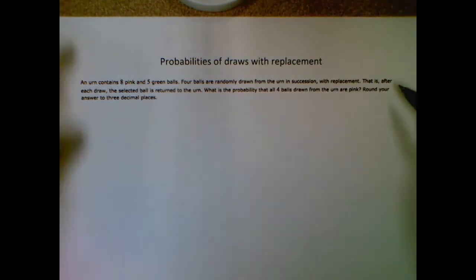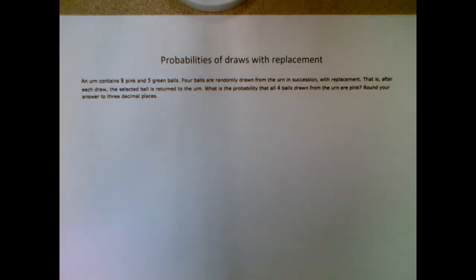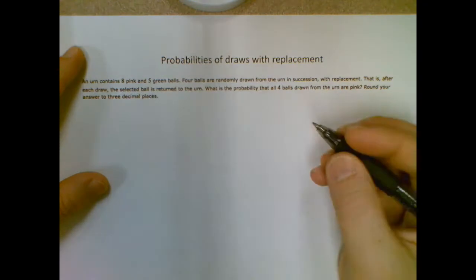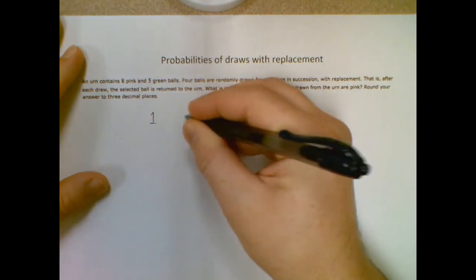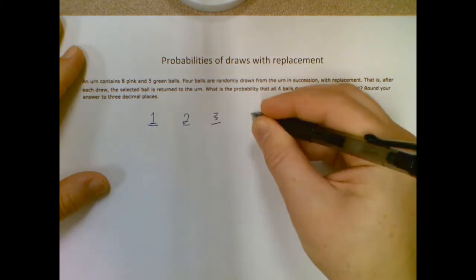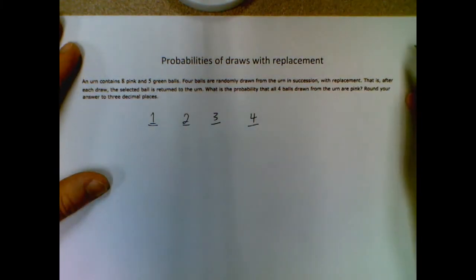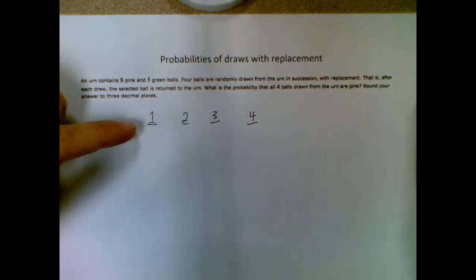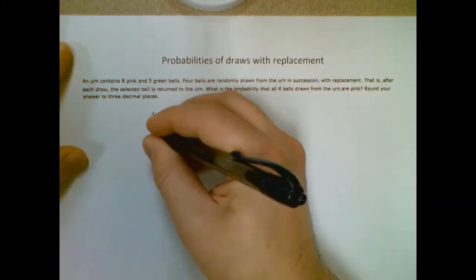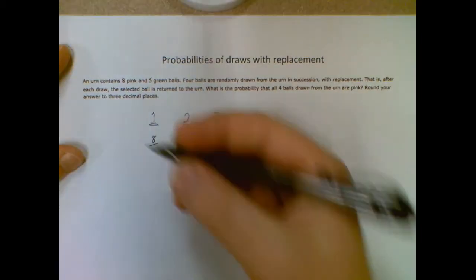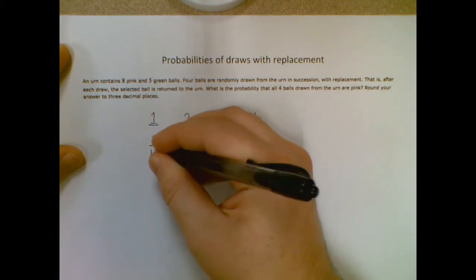Round your answer to 3 decimal places. So the question is, what's the probability the first one is pink? Because I'm going to have 4 draws, right? 1, 2, 3, 4. My probability the first one's pink, there's 8 pink ones, divided by how many total? 13, right? 8 and 5, because there's only 2 types of balls.